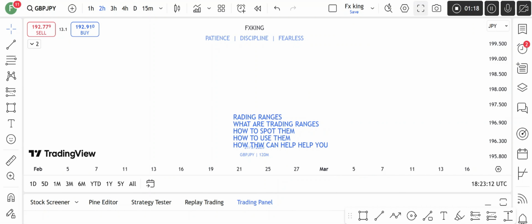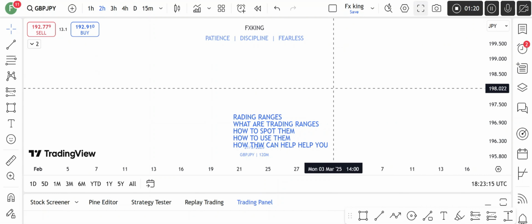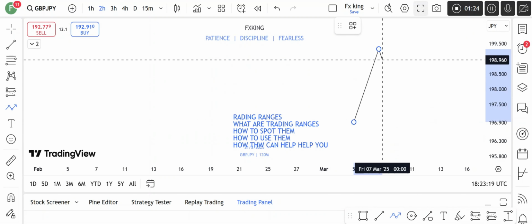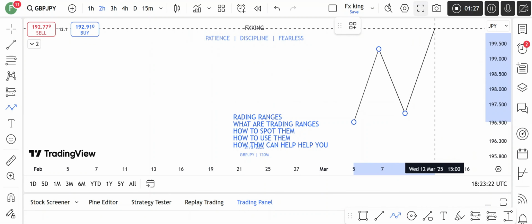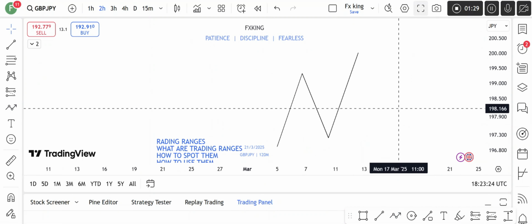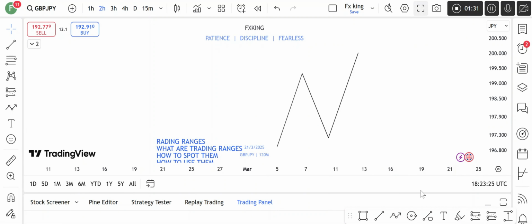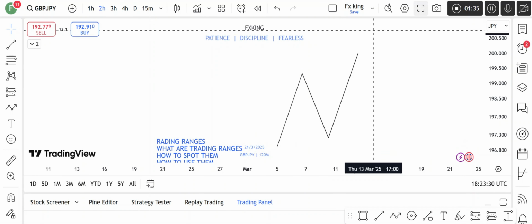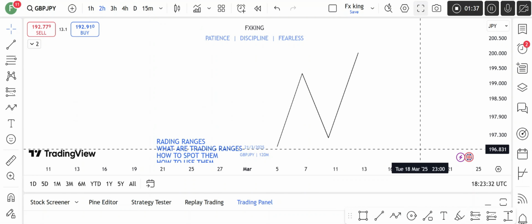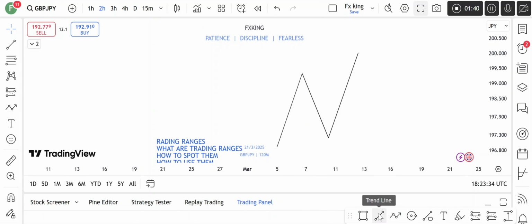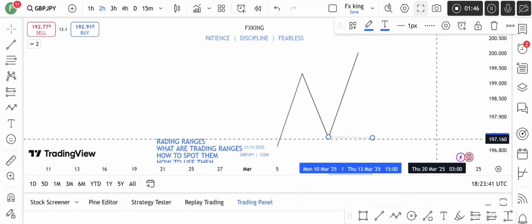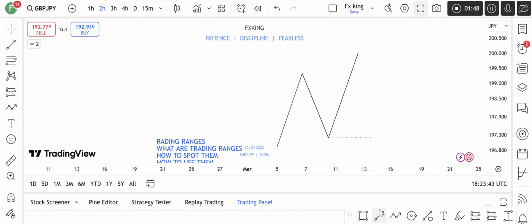Let's say, for example, the market is in an uptrend, and it creates a pullback like this. Now, when we want to spot our trading range, we are looking for a zone where we can find a point of interest to buy from. If I want to mark my trading range using this simple structure, I'll be marking it from this low to this current high where the market is at.